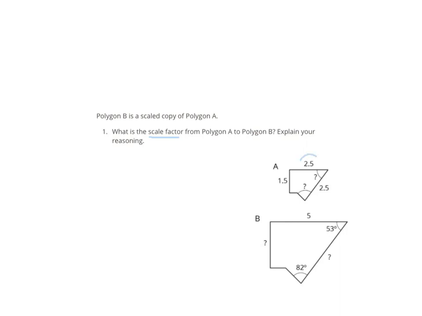So you'll notice here that the top side of A is labeled as 2.5. The top side of polygon B is labeled as 5. That's going to be really helpful to us to figure out that scale factor. So because 5 is bigger than 2.5, we know that our scale factor is going to be bigger than 1. Has to be greater than 1.